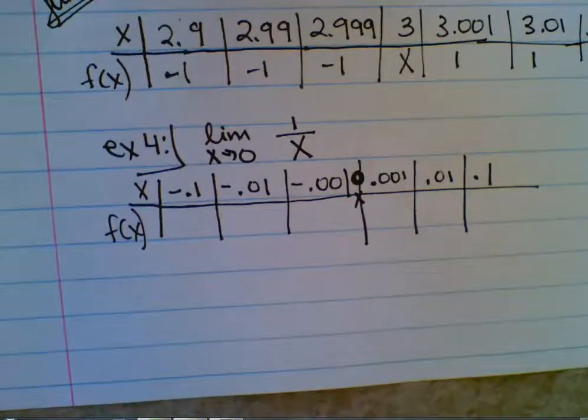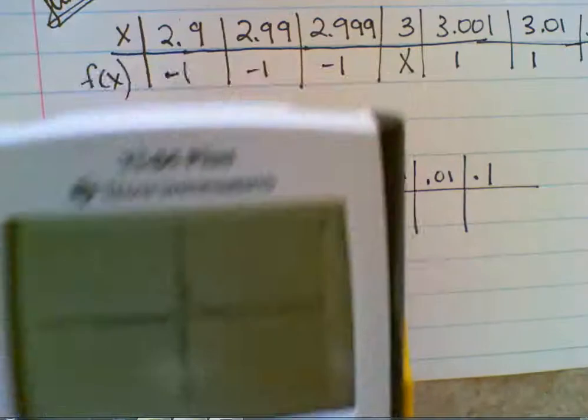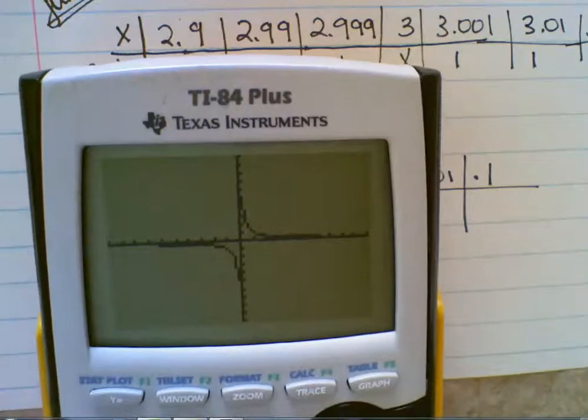Think about the graph of 1 divided by x, right? Did you hit graph? Right? So this is what our graph looks like. There's an asymptote there. Okay?